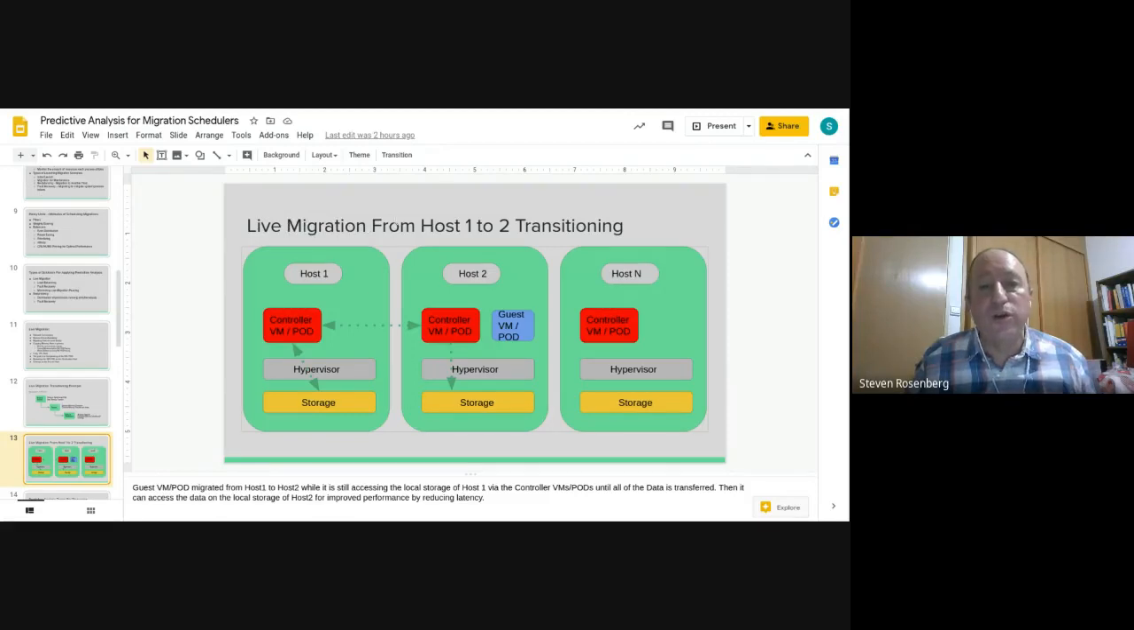So, live migration from host one to host two, transitioning. You can see here that the guest process has already migrated from host one to host two, but the storage data is still sitting on host one. And so we have two controllers whose job it is to migrate the data in the local storage, the local disk, from host one to host two until all of the data is passed. In the meantime, if the process needs data that is still on host one, it can obtain that data through the two controllers.